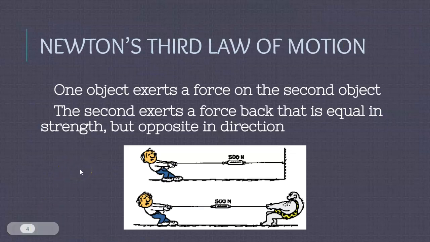So one object will exert a force on a second object, and the second exerts a force back that is equal in strength but opposite in direction. So here with tug of war, we're seeing that these two people are working on each other in equal and opposite directions.